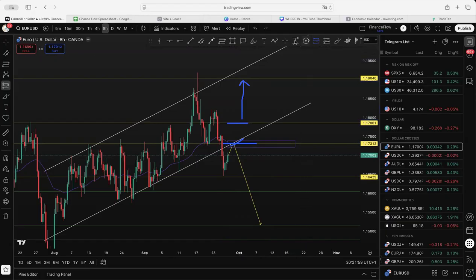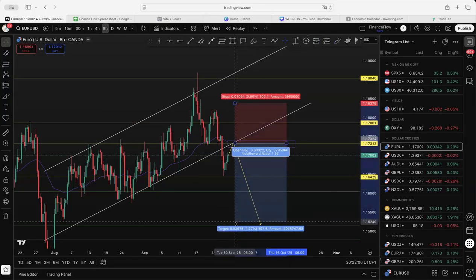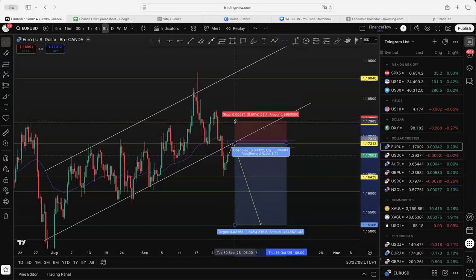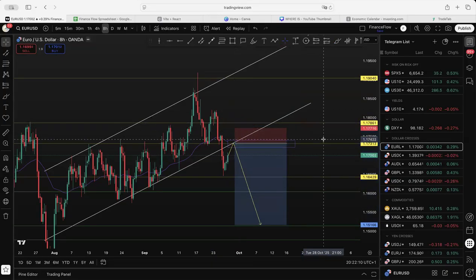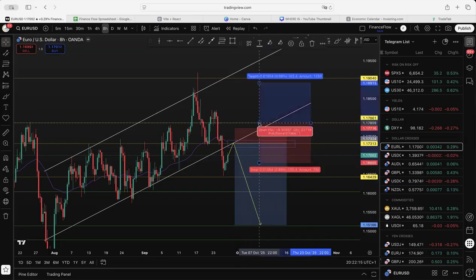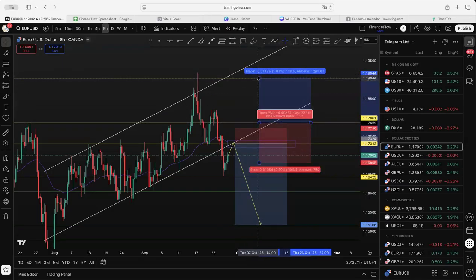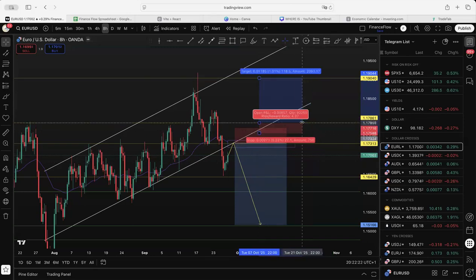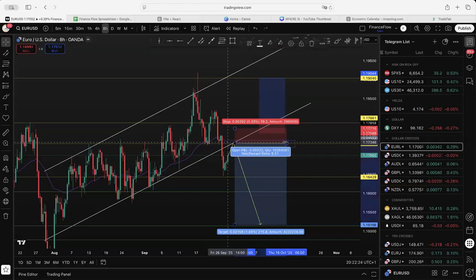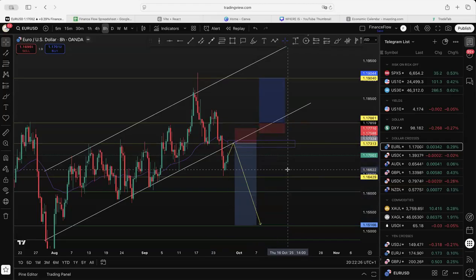So I'd have one of two. Let's just go back and delete these. I'd either have this one here, taking it potentially down to here, probably not that far, but something like this, or I'd want to be doing something like this here, where we're taking it to the upside and potentially capitalizing on a nice move up here. So these would be my two scenarios on the Euro.